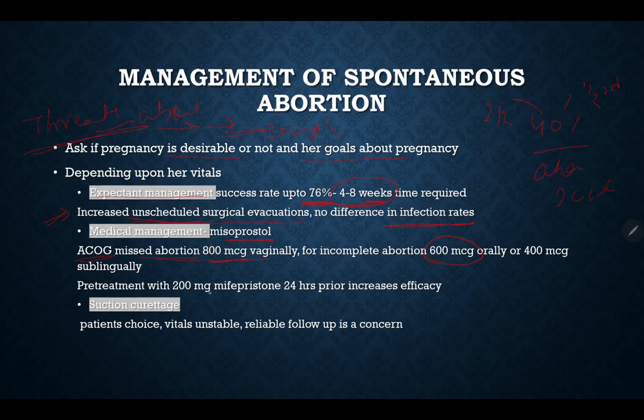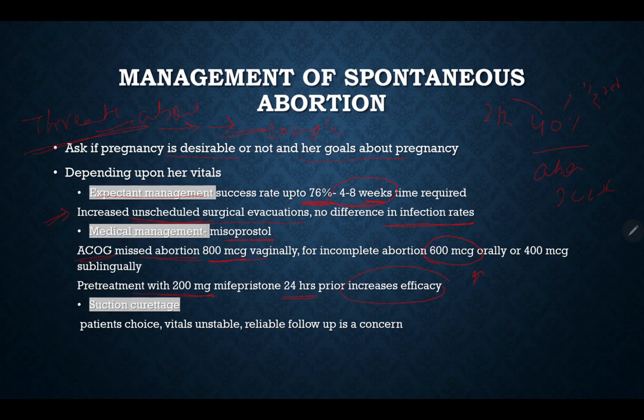Now, one more thing: if we pre-treat with 200 milligram mifepristone 24 hours prior, it increases the efficacy of this misoprostol. So you can go with the first dose of mifepristone. As the process has already started, you do not need to wait for 48 hours. Only 24 hours prior priming with mifepristone 200 milligram is enough. It increases the efficacy of this medical management, and it helps reduce the surgical instrumentation in the woman.